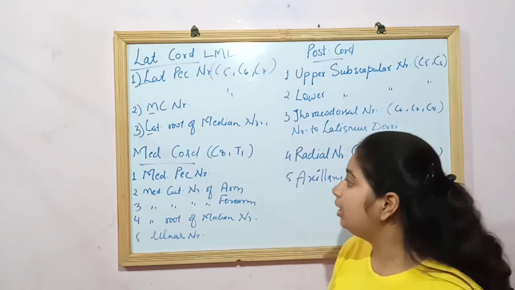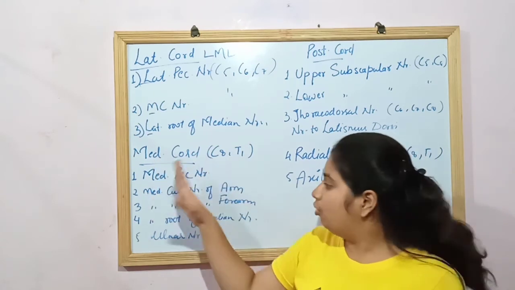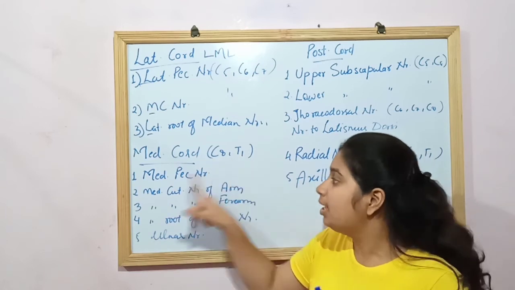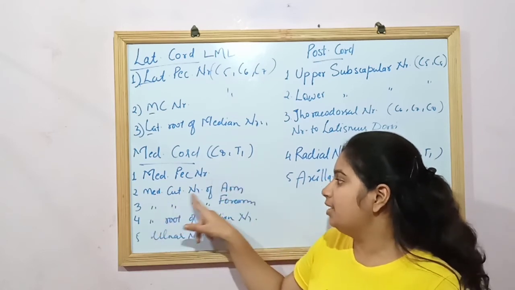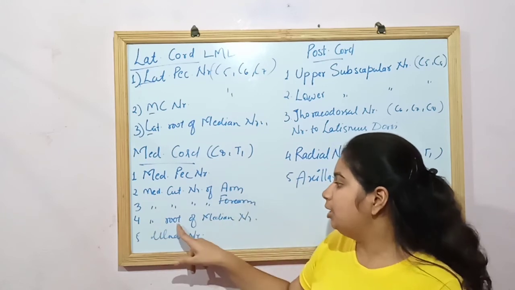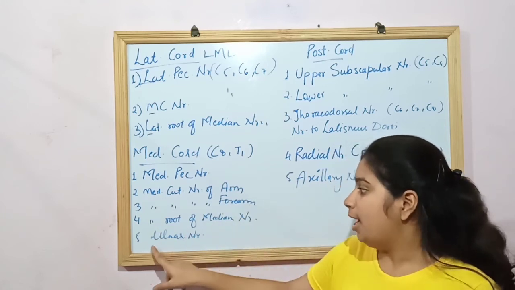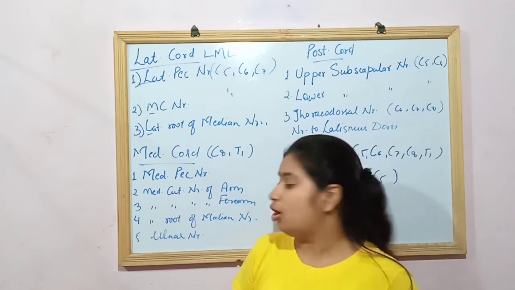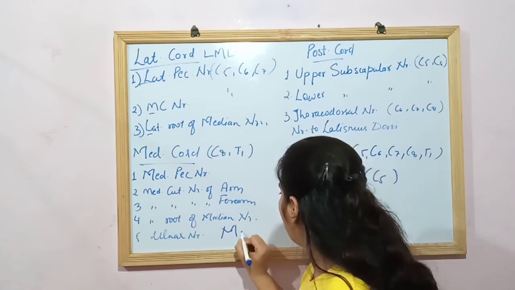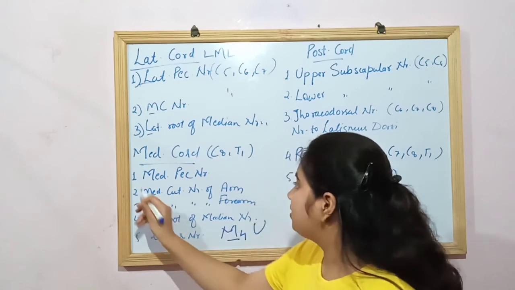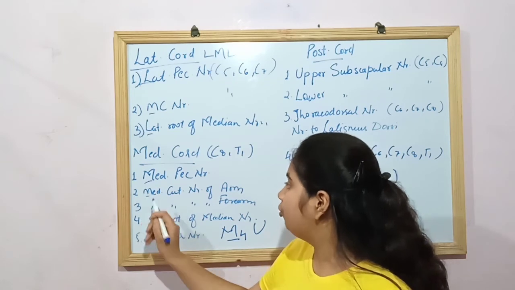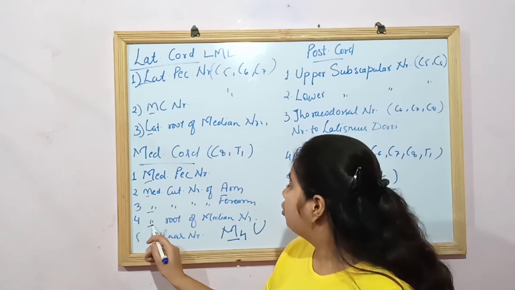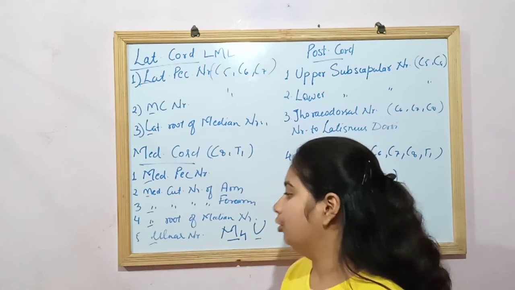Next is the medial cord. The medial cord has five branches, all having the same roots, that is C8 and T1: medial pectoral nerve, medial cutaneous nerve of arm and forearm, medial root of the median nerve and the ulnar nerve. So to remember the medial cord, it is M4U. Four times M: medial pectoral nerve, medial cutaneous nerve of arm, medial cutaneous nerve of forearm, medial root of median nerve, and U for ulnar nerve.